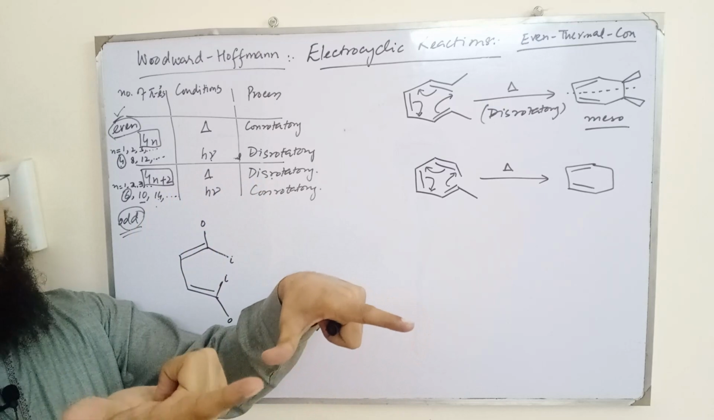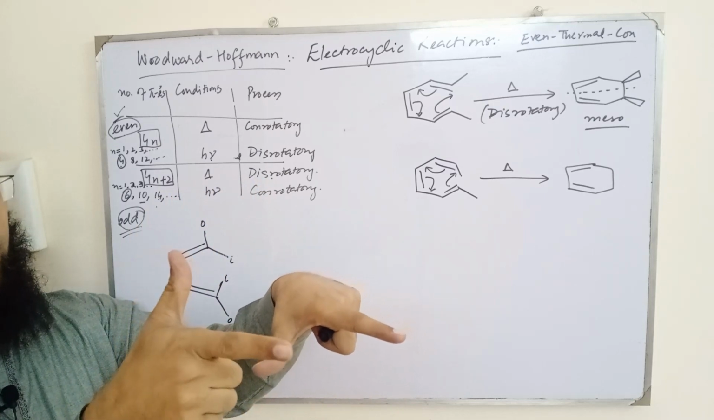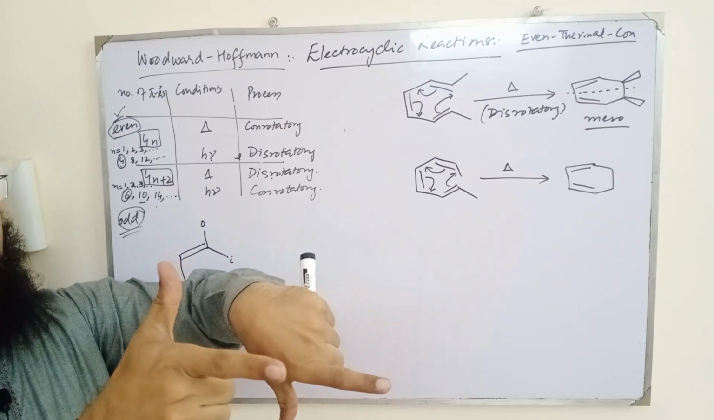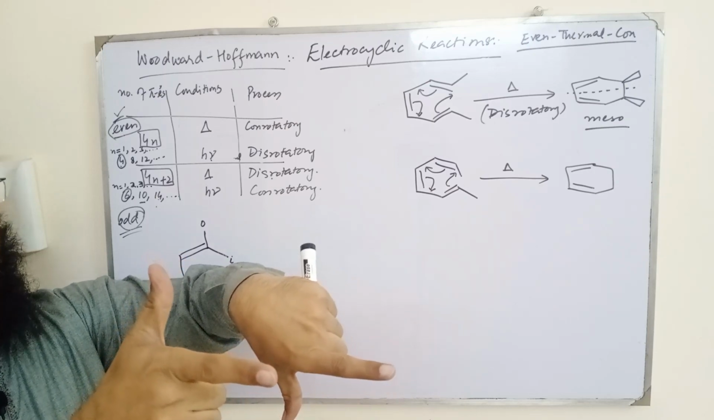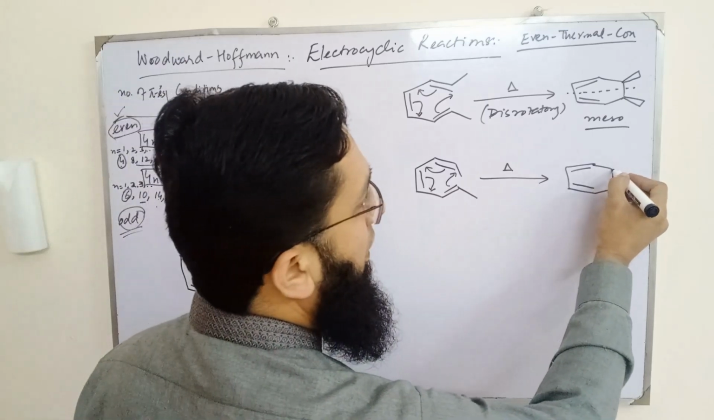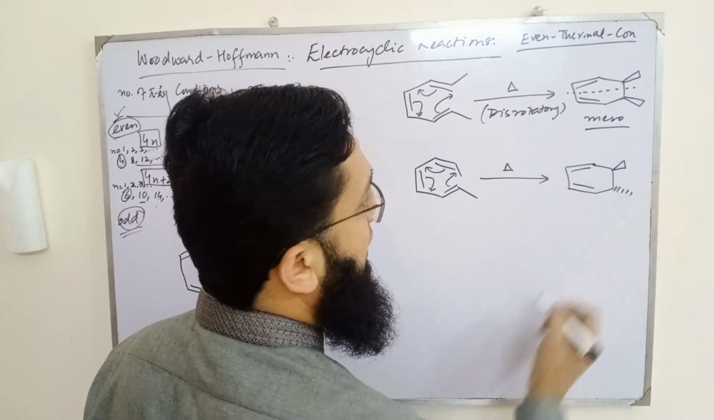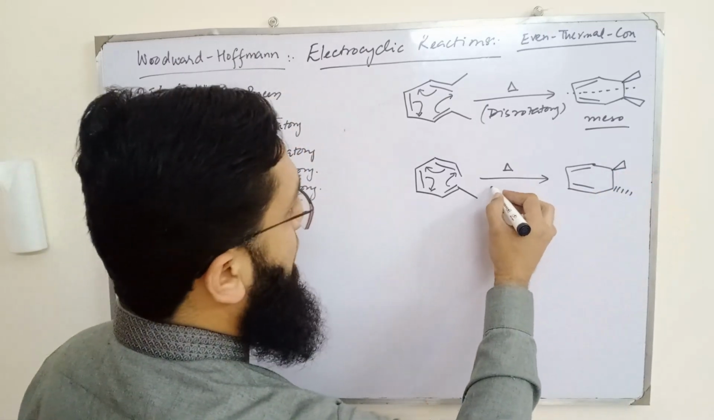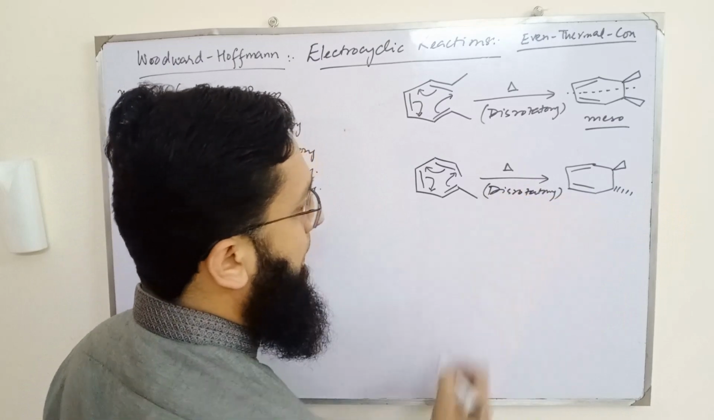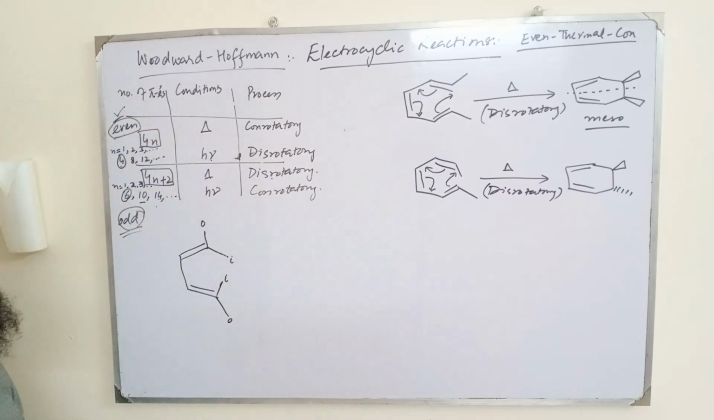So one is inside, one is outside. If this moves this side, this would move this side. So one is pointing upwards and one is pointing downwards. One is above the plane, one is below the plane. So we will have this stereochemistry, and the process is disrotatory. So I hope these examples are clear, and in these examples we have studied the stereochemistry of the products using Woodward-Hoffmann rules.